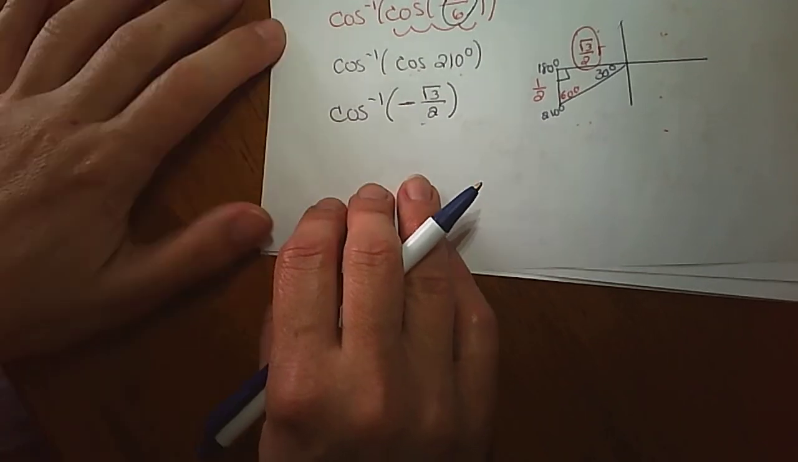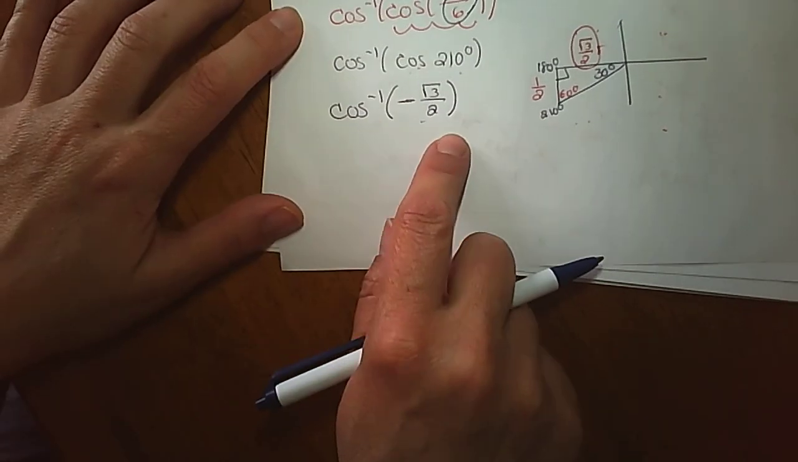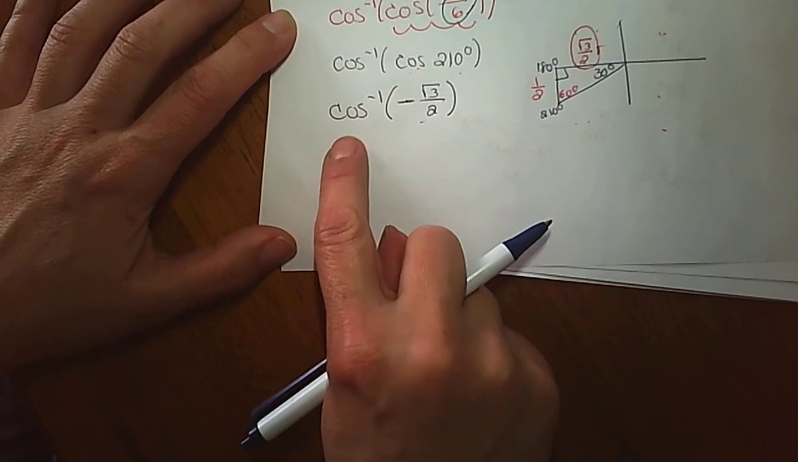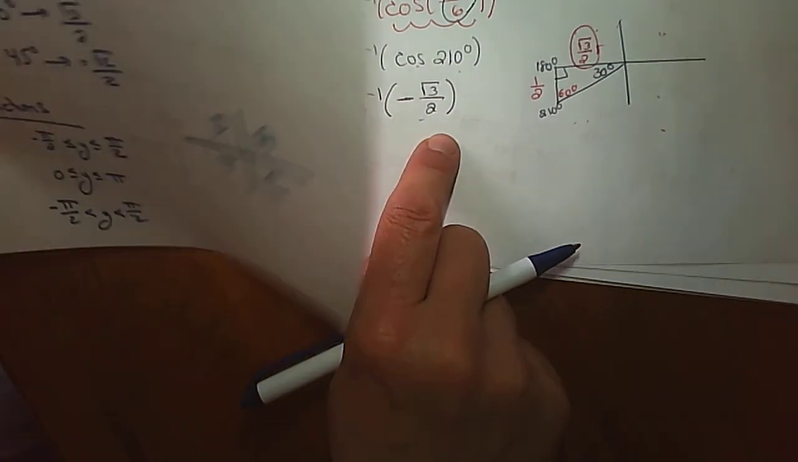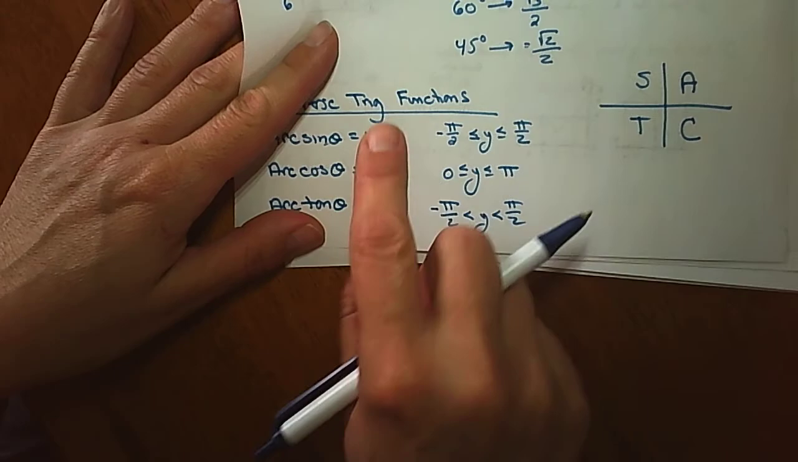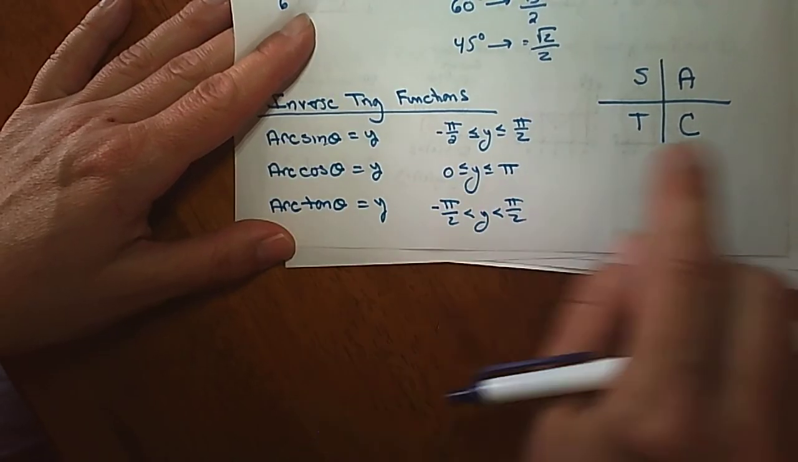Now we have to do the arc part. Now, arc cos, we talked about a minute ago. Arc cos has special restrictions. If we go back to our formula sheet, arc cos can only live between 0 and 180.